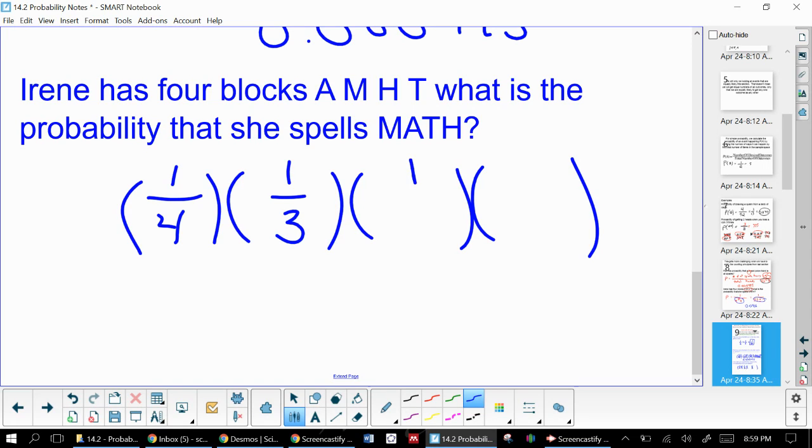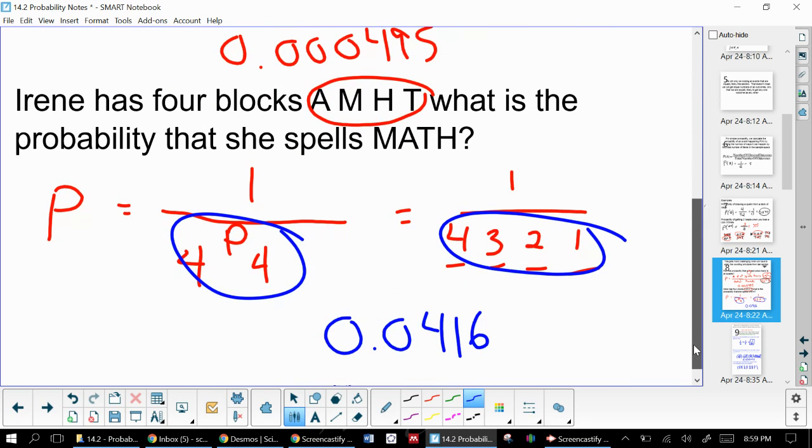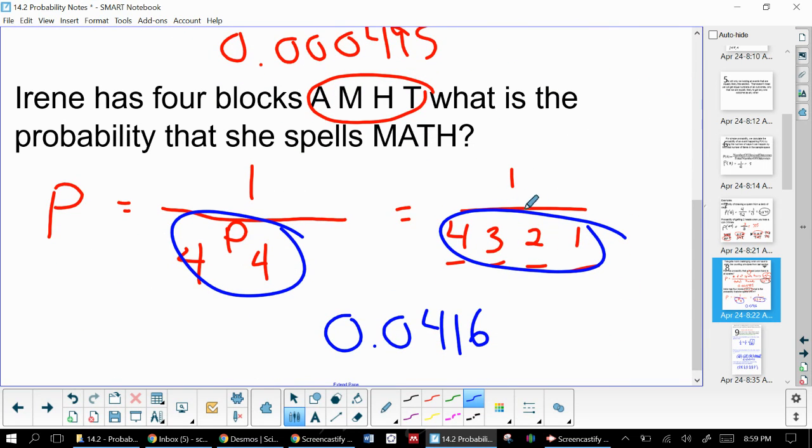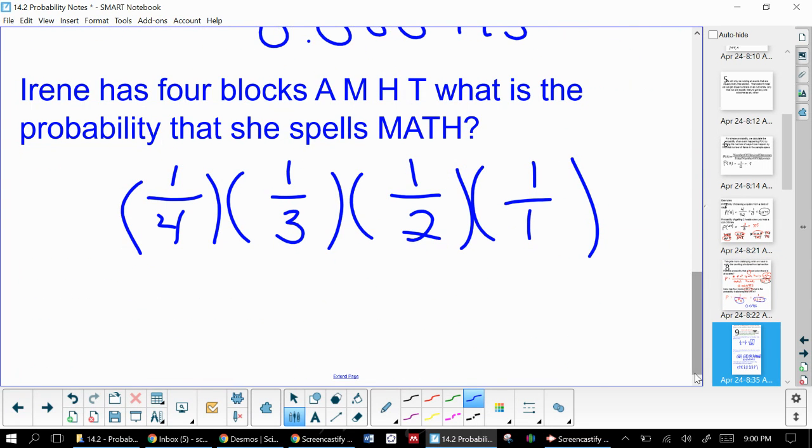The next one, she's still got 1 correct, the T, out of 2 possible letters. And then the fourth one, as long as she's got the first 3 right, there's only 1 option left. So she can't get that last one wrong at this point. And again, if you look at this and think about what that fraction would be, I'm going to go ahead and put it back here. You'll notice that looks exactly the same. 1 over 4, 1 over 3, 1 over 2, 1 over 1. And so that's going to be exactly the same there. Just a different way of thinking about it.